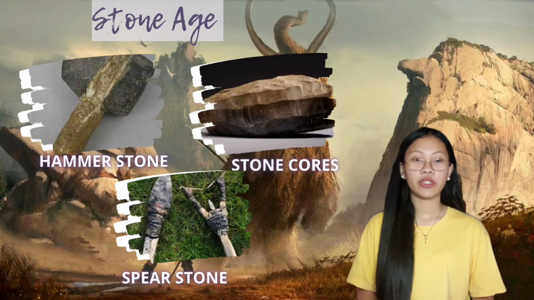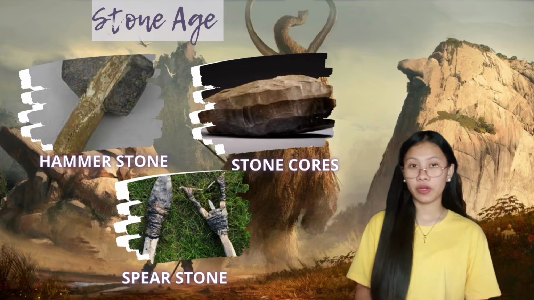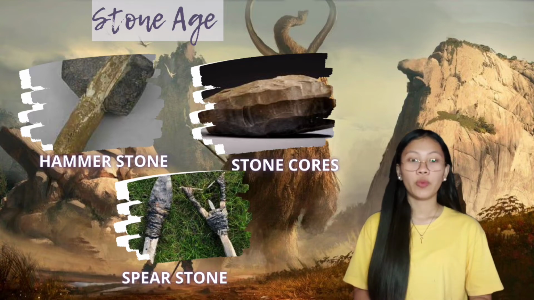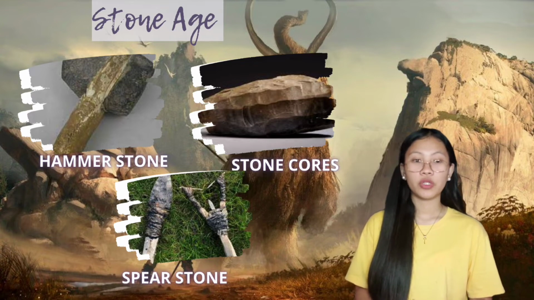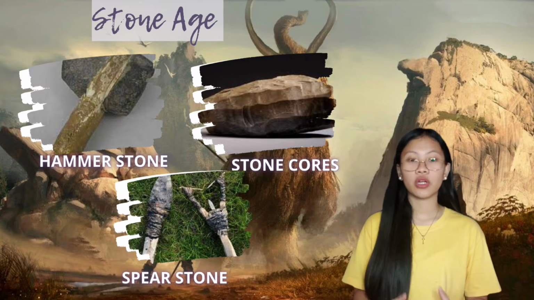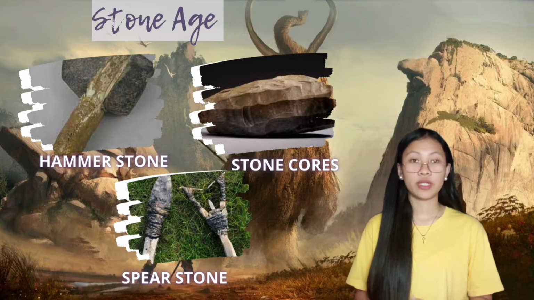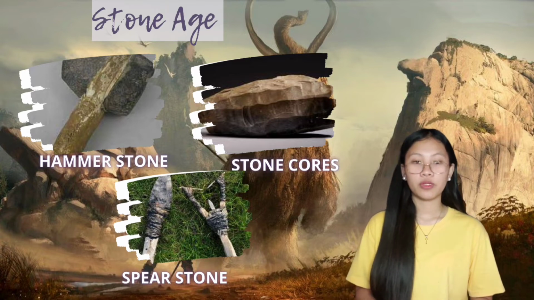which could have been used for anything that required hammering, such as making tent pegs. We also have stone cores, which could have been used for cutting, chopping, or scraping, and also the spear stone. It can be used as a weapon in battle, and we usually see it in the movies that most of the ancient people used this kind of tool.